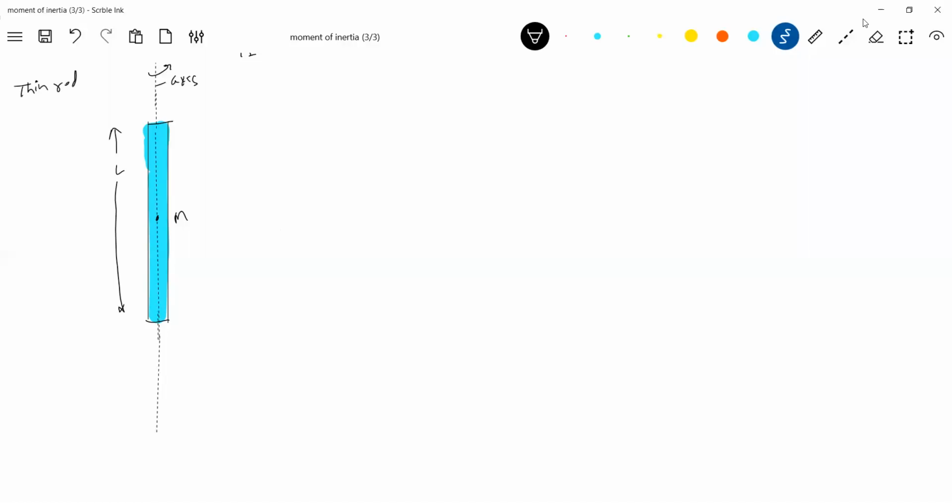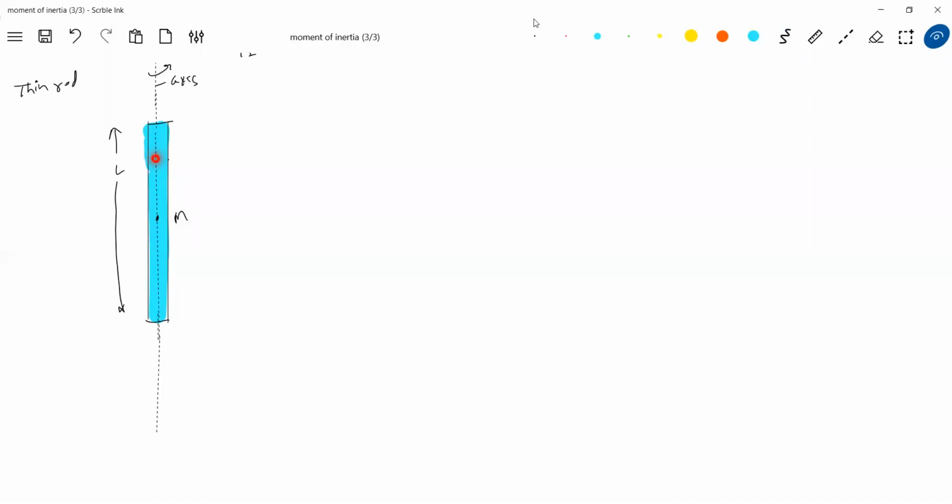Take the example of a refill, and you're trying to spin the refill about its axis parallel to its length and passing through its center. Then what is the moment of inertia? What is the distribution of mass? Almost all the mass is at the axis. To make it visible, I'm showing some distance of the mass here, but practically the whole mass will be at the axis.